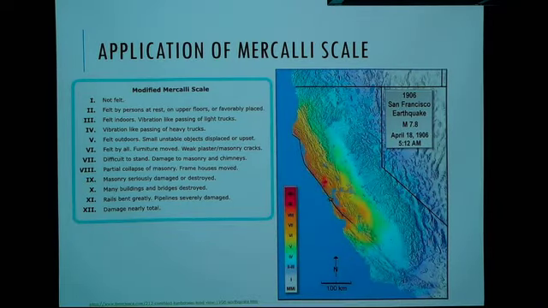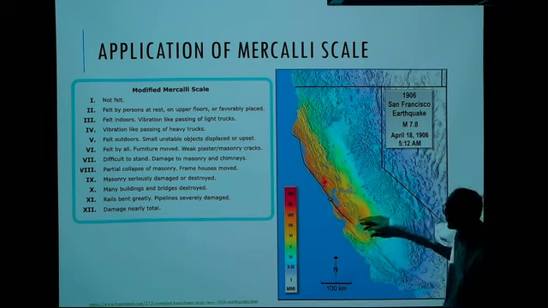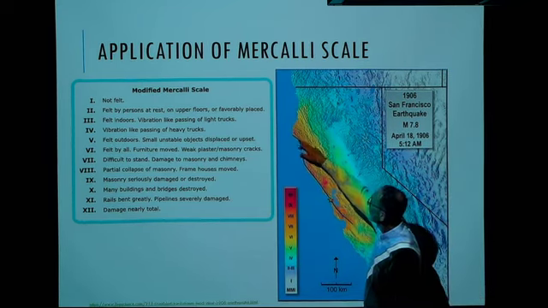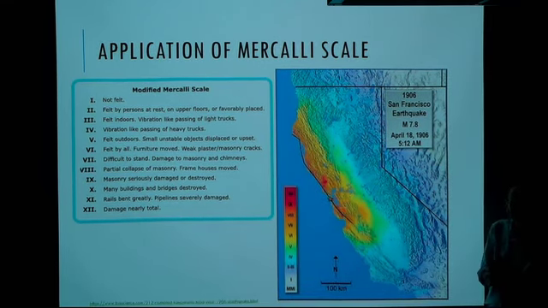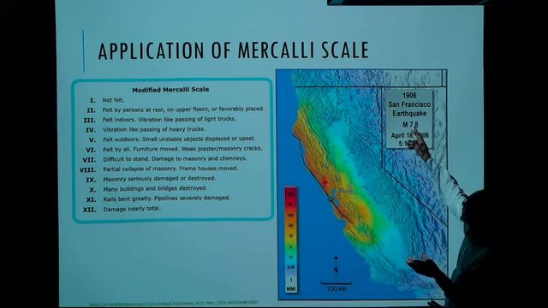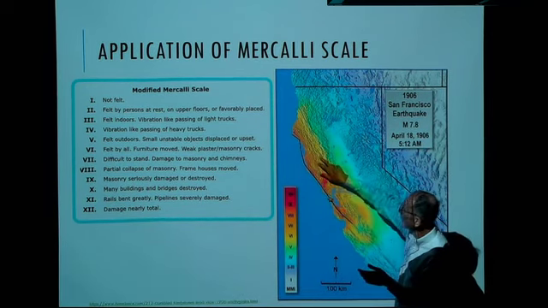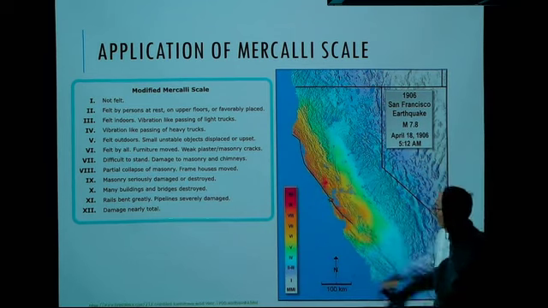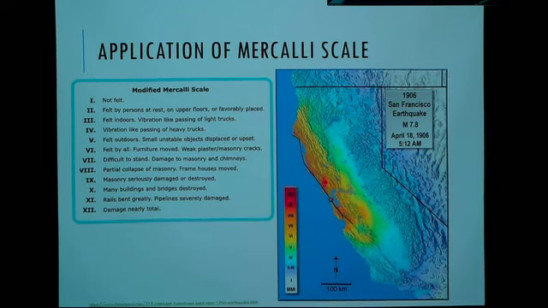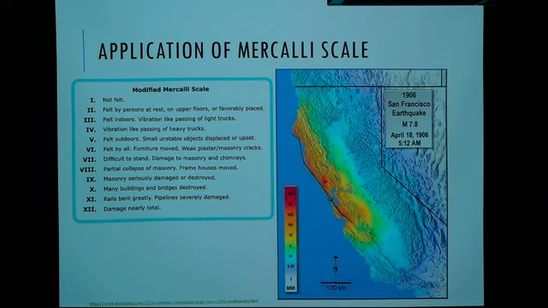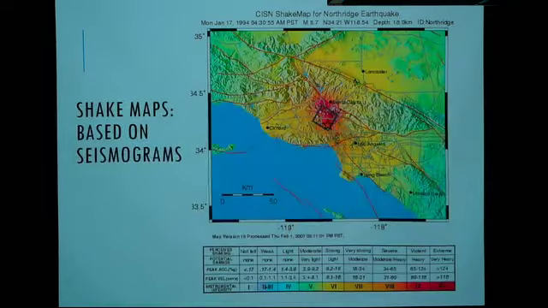So here's an application of the Mercalli scale to the San Francisco earthquake of 1906, magnitude 7.8, based on historical analysis. This is the fault scarp. So that entire area moved during the earthquake. It's a very large earthquake, and this is showing the damage using the Mercalli type of approach. But remember, there were no seismometers back then. This is all based on historical calculations.